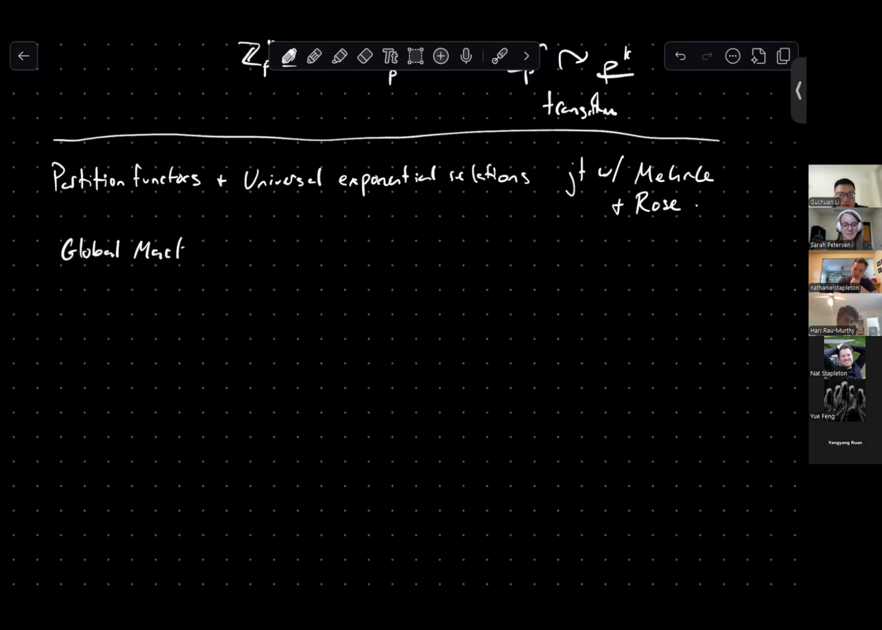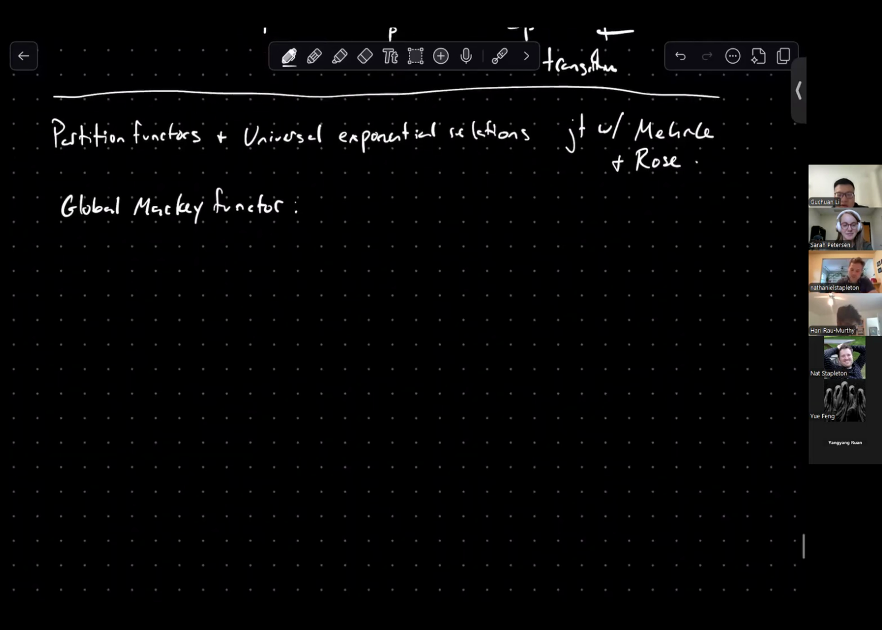I never gave a precise definition of a global Mackey functor. So what is such a thing? Well, there are several ways to give a definition, but the most compact way to give a definition from scratch is to say that it's a pair of functors, M upper star from groups op to Ab, and M lower star from groups and injections to Ab.